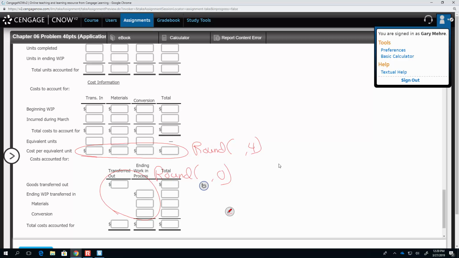Good. That's it, guys. On the CNOW part, I see it says round, but then we're doing round to 0. CNOW is looking for the same thing. So what we're doing in Excel, what I'm telling you to do in Excel, is exactly what they're telling you to do in CNOW.